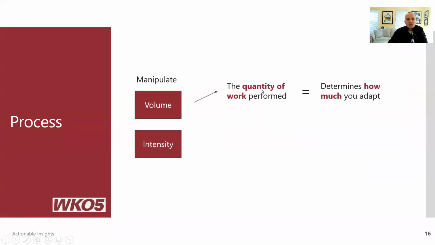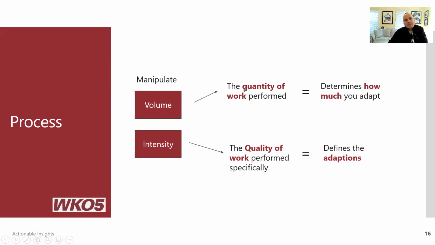Volume, right? That's the quantity of work performed, and that determines how you adapt. Intensity is the quality of work performed specifically. I should have made that a capital Q. Volume is the quantity, but intensity is the quality. Volume determines how much you adapt.